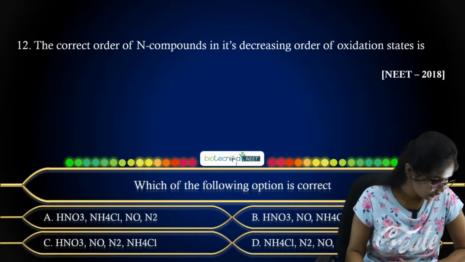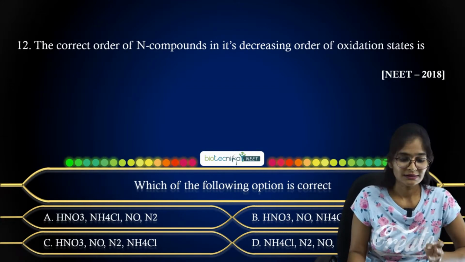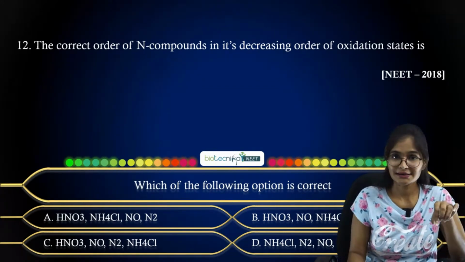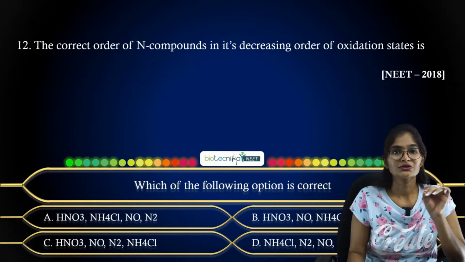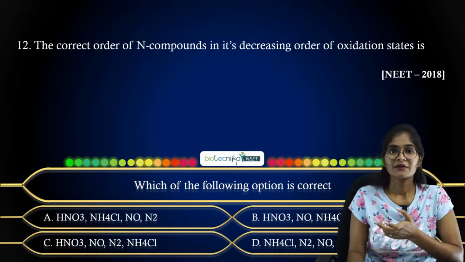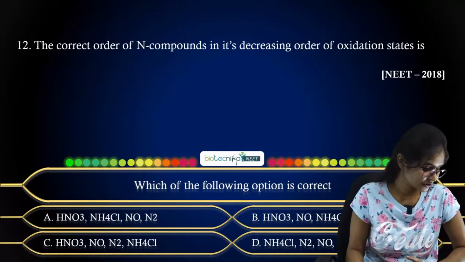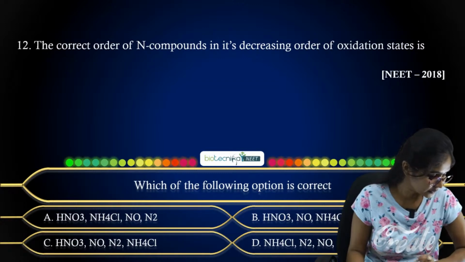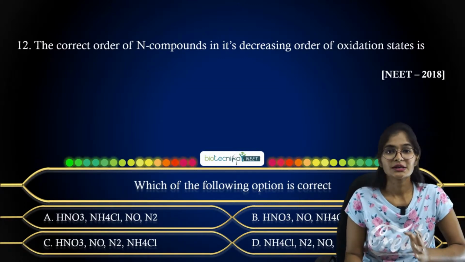So try to solve by applying the oxidation state method. Consider nitrogen as X, and for the remaining elements, hydrogen, oxygen or chlorine, consider their respective contributions. Let me know the answer you will get for HNO3, NH4Cl, NO, N2.